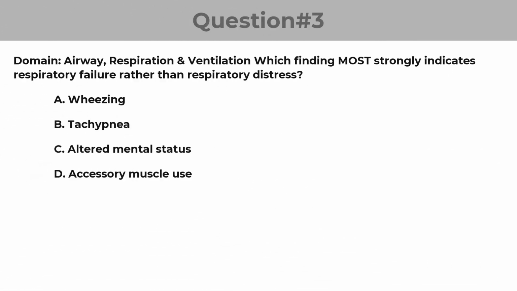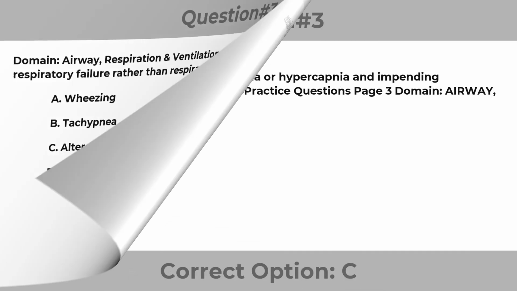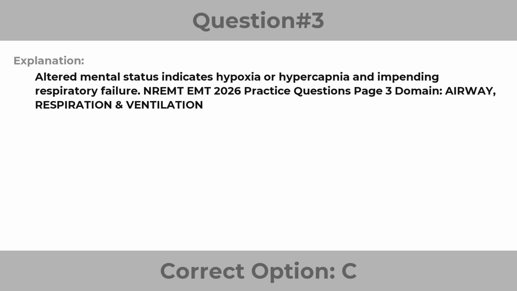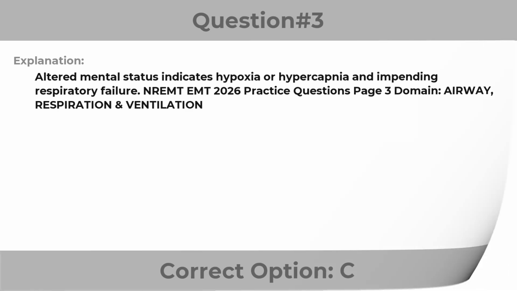Question 3. Domain: airway, respiration, and ventilation. Which finding most strongly indicates respiratory failure rather than respiratory distress? A. Wheezing. B. Tachypnea. C. Altered mental status. D. Accessory muscle use. Correct answer, C. Explanation: altered mental status indicates hypoxia or hypercapnia and impending respiratory failure.